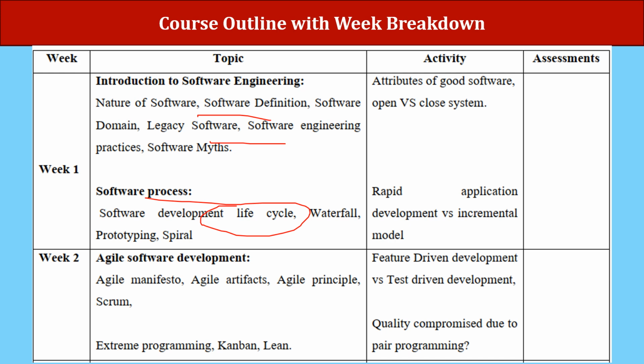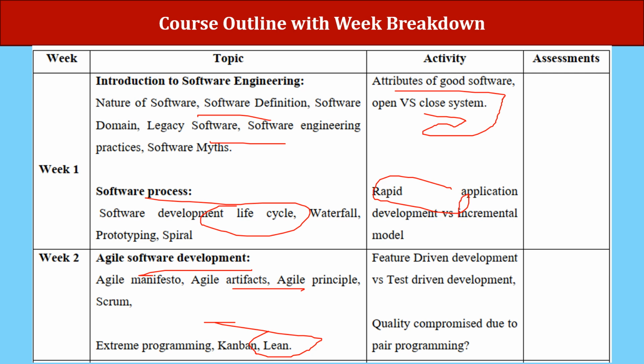And in the activity, we will explore what makes good software, and compare open versus closed. We also have an R&D component covering agile methodology, key artifacts, principles, Scrum, Extreme Programming and the different methodologies, and rapid development in part 1 of the activities.